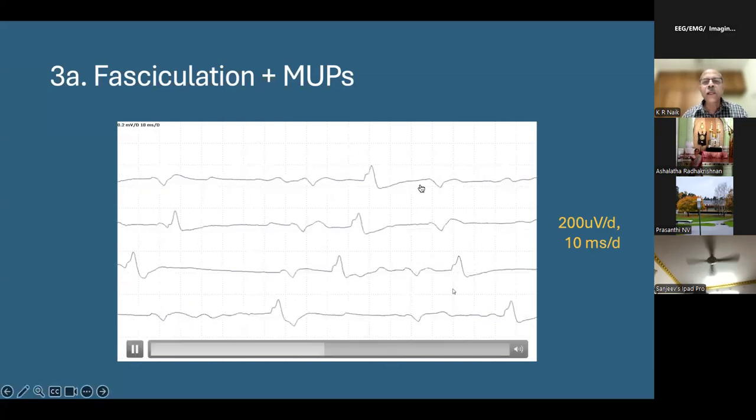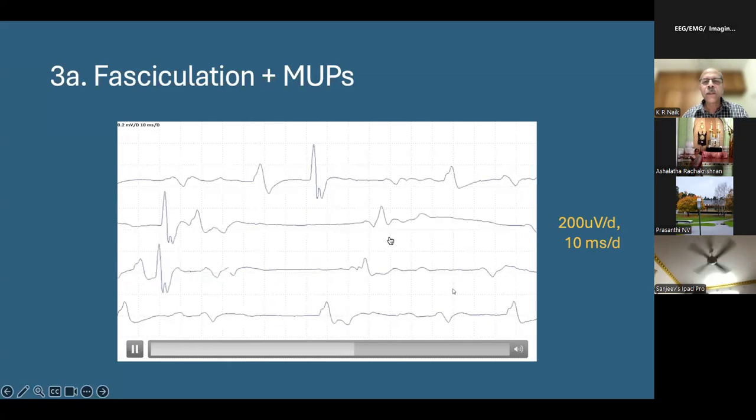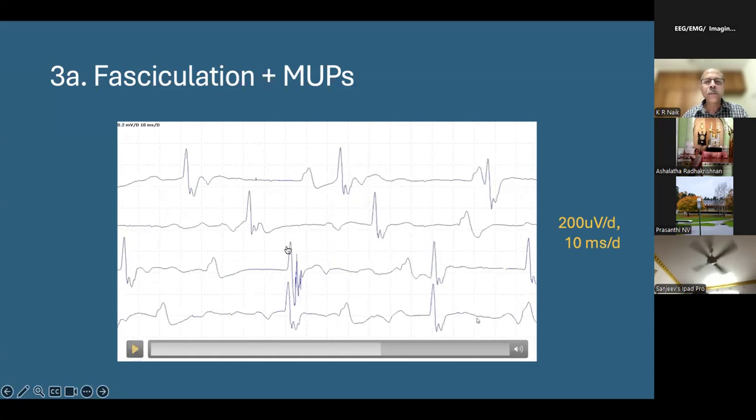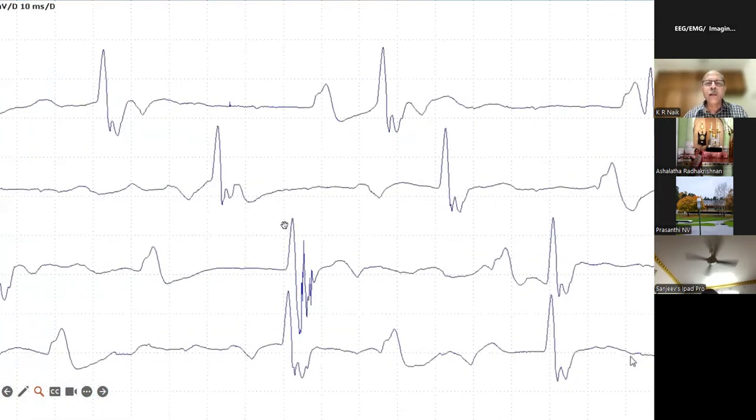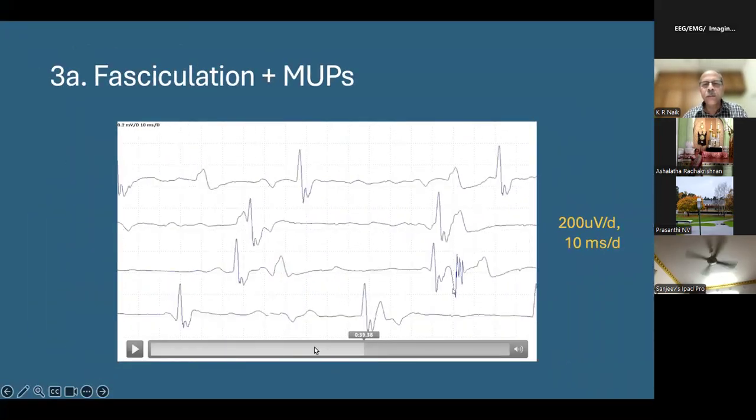Now you can see that the MUPs are seen slightly better, still not very good. The needle is being slightly withdrawn. Now we have one MUP here, second, third in the first trace. Then you have 1, 2, 3 MUPs. In the top we have two types of MUPs. Here, in the second trace, you are seeing two MUPs. Third one. Now in the third trace, we heard the sound. This is a fasciculation potential. We'll try to play this once.